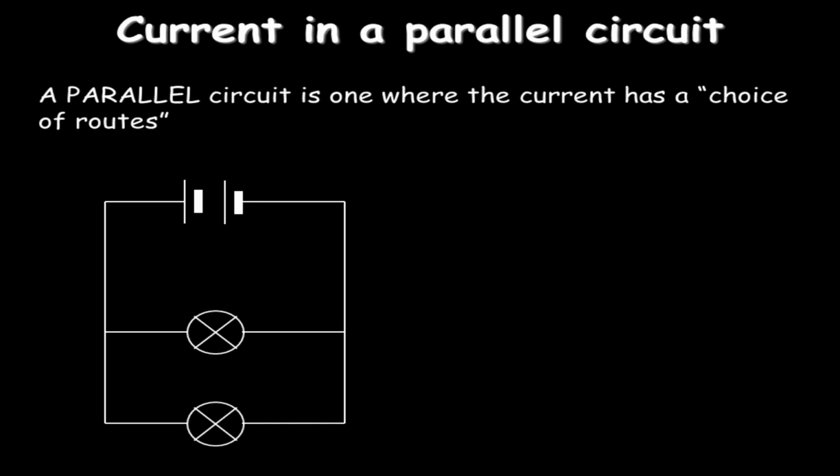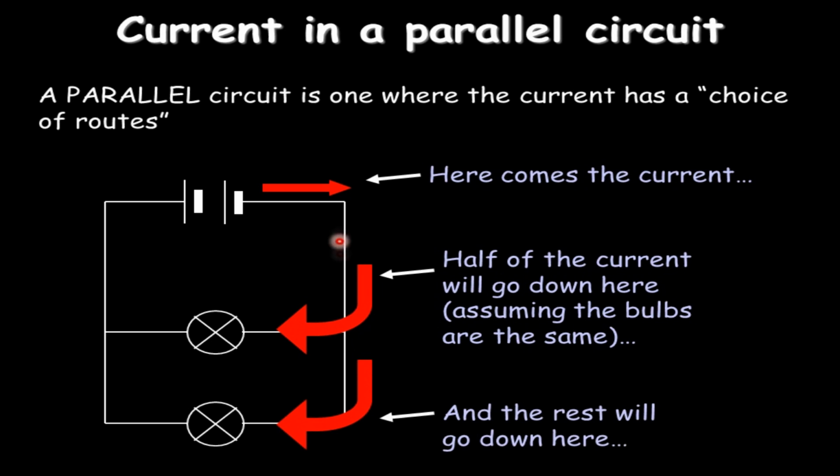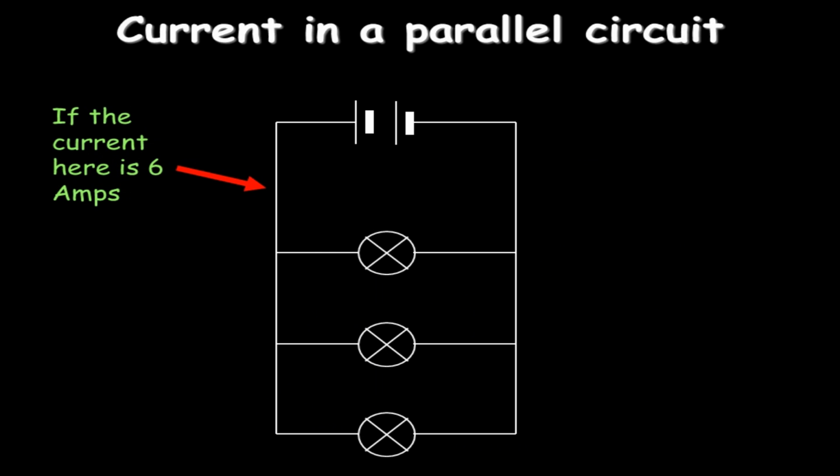If you look at the current in a parallel circuit, parallel circuits look like this. The bulbs here, that bulb and that bulb, are parallel to each other. And what happens is the current will be divided up. So here comes the current. It gets to this bit. Half will go that way and half will go that way. So the current here divides in two, and so each bulb gets an equal amount of current. You can get more current.